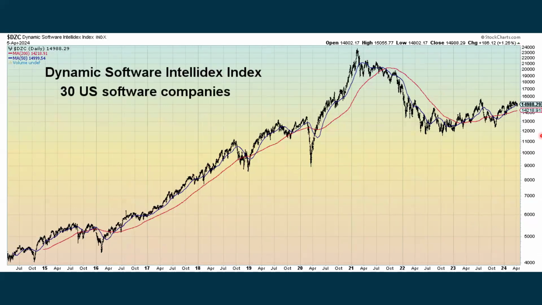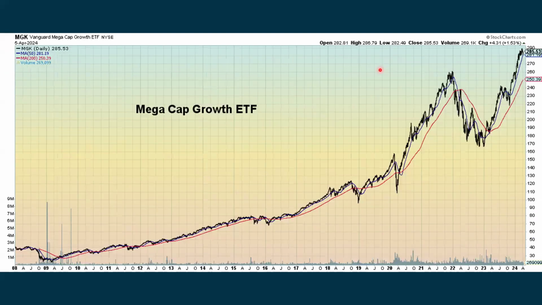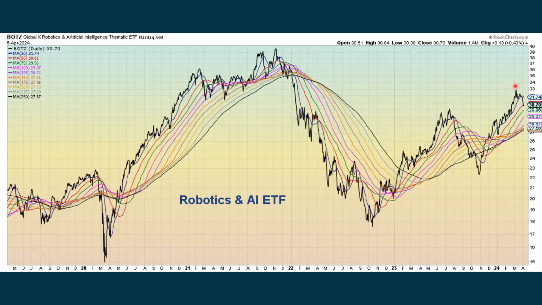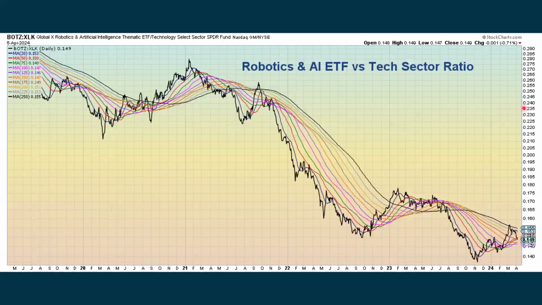Here are the 30 biggest software companies continuing to be in an uptrend, but still have a ways to go to get back to their all-time high. The mega caps, these have really been leading the market higher, have been pulling back lately, but still in a pretty solid uptrend. The robotics and AI ETF, this is the craze, this is the fad these days, this is what people are all talking about. It's in an uptrend when you look at it by itself, even though it has been seeing some weakness. When we compare it to the tech sector, it's starting to underperform. It had been doing better. We got right up to this slower moving average, and now we've been pulling back.